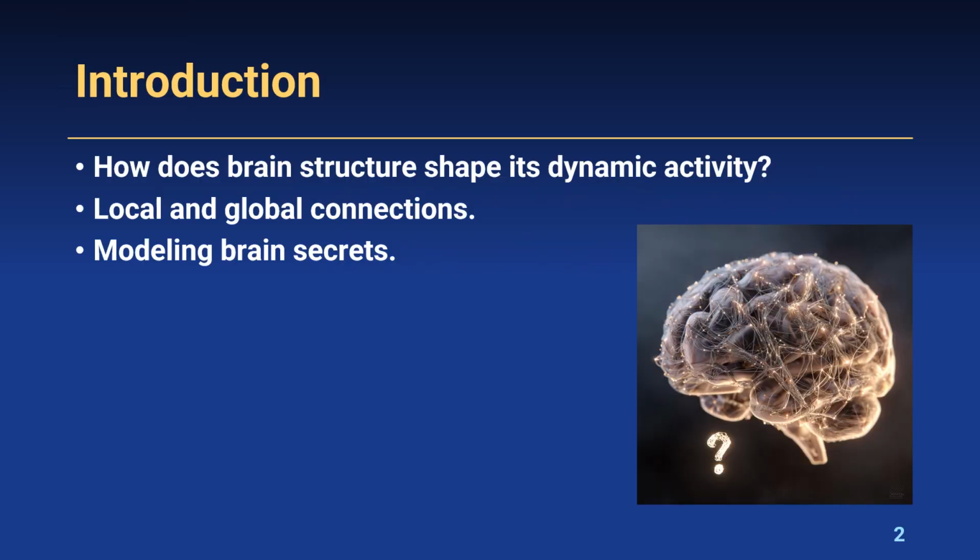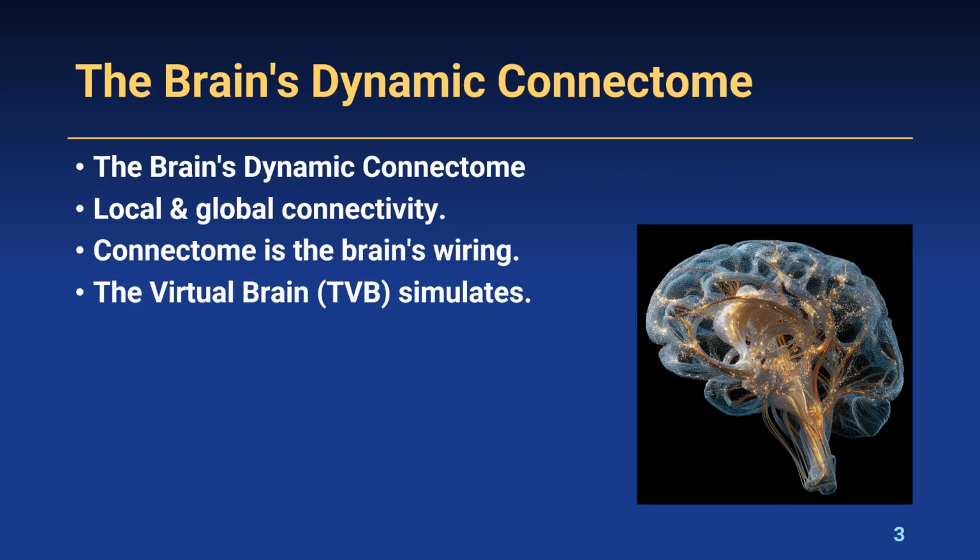So, for today's central question, how does the brain's physical structure, its vast network of connections, fundamentally determine its dynamic activity, and how can we use advanced computational models and real brain data to uncover these secrets? To answer this, let's start with how the brain is wired.